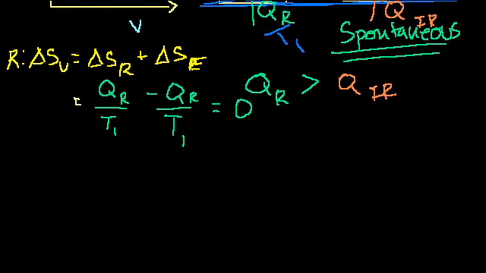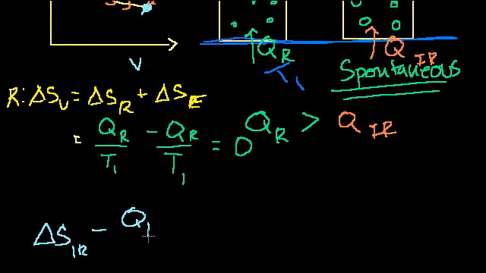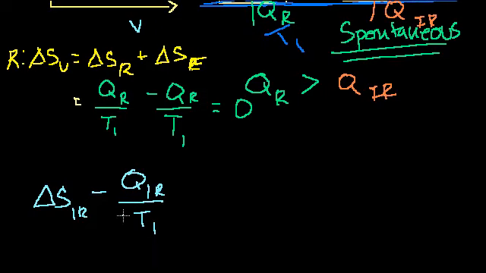So if I wanted to figure out the change in entropy of the irreversible process, let me subtract from that the heat that was taken away from the reservoir from the irreversible process, Q_IR. And of course, all of this over T1. What is this going to be equal to, in relation to 0? Remember, this is an irreversible, spontaneous process.